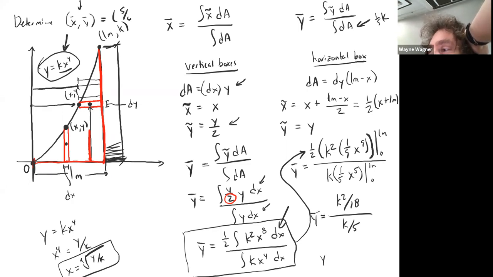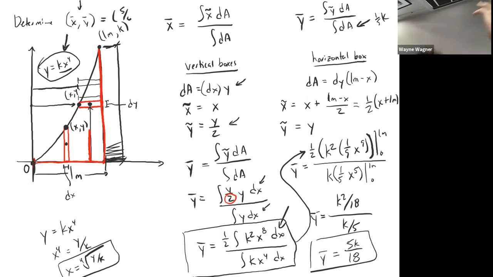So we can say y bar equals 5k over 18. Okay, so depending on what k is, this is roughly a third. I mean, it's between a third and a fourth. So it's going to be, I don't know, maybe right in here. So if I were to go over, maybe right here. And again, we would expect this to be closer to the bottom because there's more area down here than there is up here. Okay, so we would expect it to be closer to the bottom.